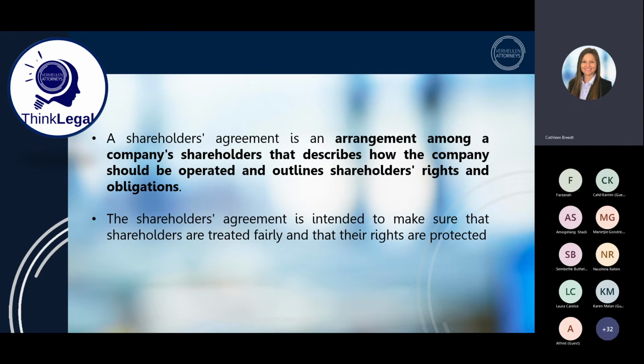A shareholders agreement is an agreement among the company's shareholders that describes how the company should be operated and outlines the shareholders' rights and obligations.